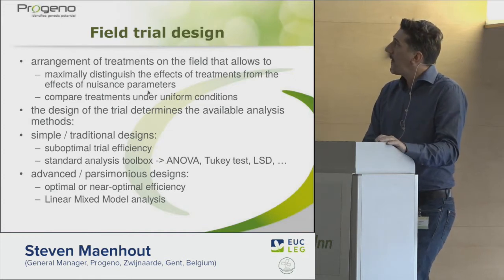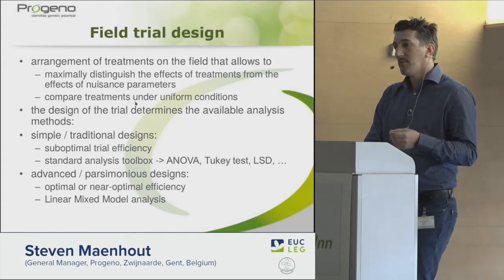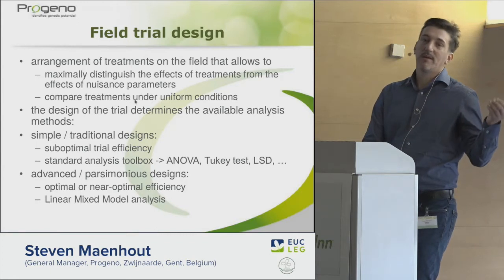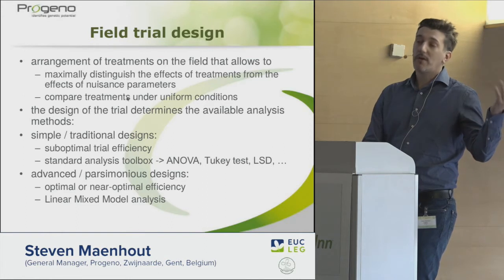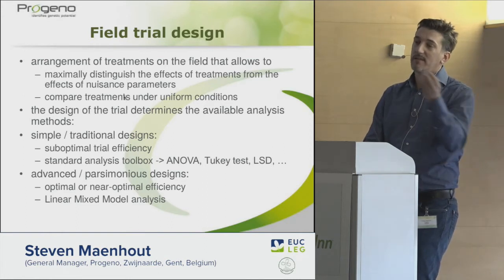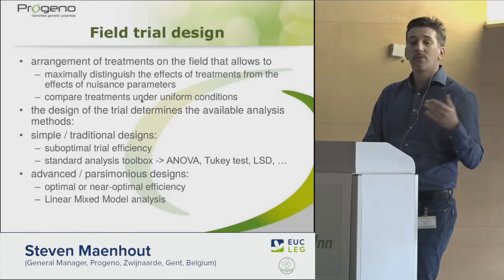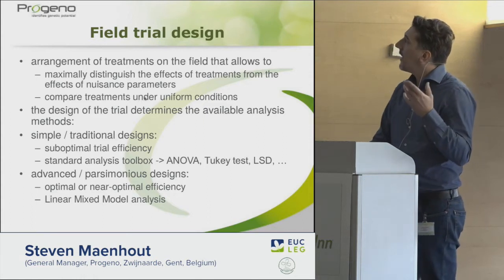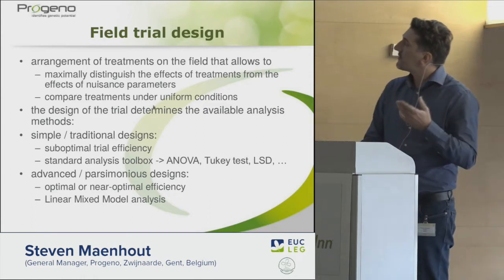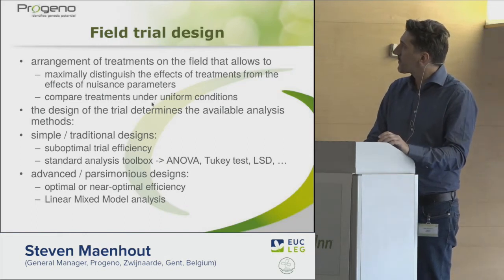That is the goal. And in that same goal, try to compare your treatments under uniform conditions. Meaning, if one treatment, again, treatment is accession, is in a very good part of the field, and the other one is in a very bad part of the field, whatever that means, you're not comparing them under uniform conditions. So again, trial design tries to give you as much opportunity as possible to test your treatments under uniform conditions.